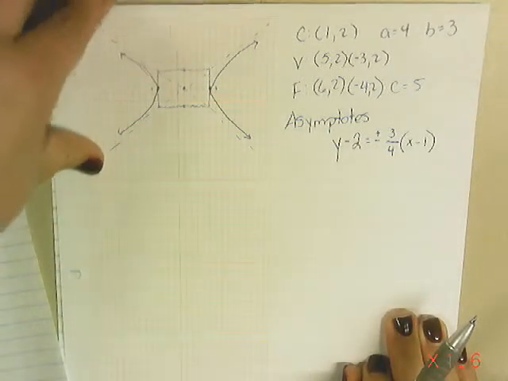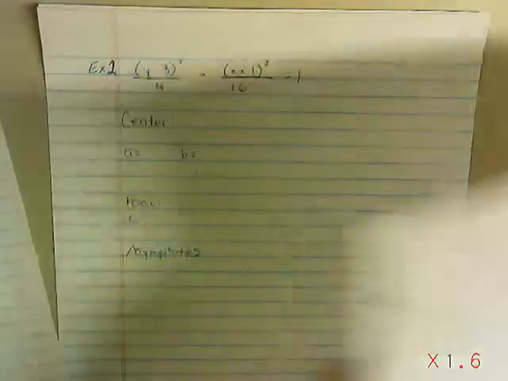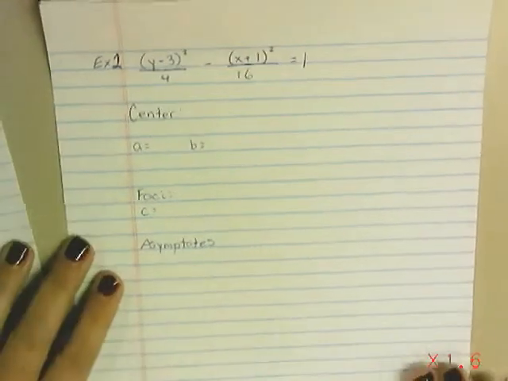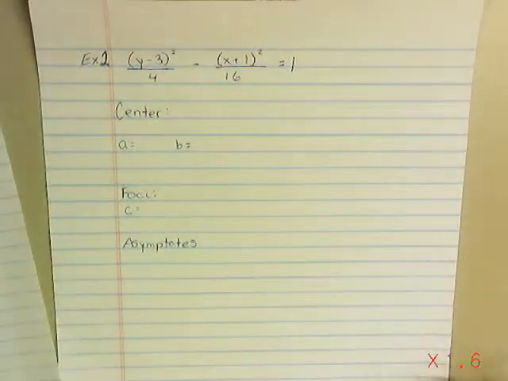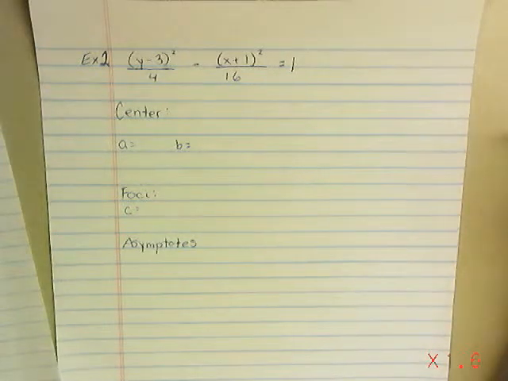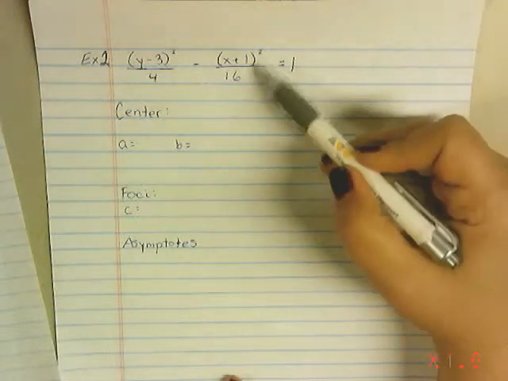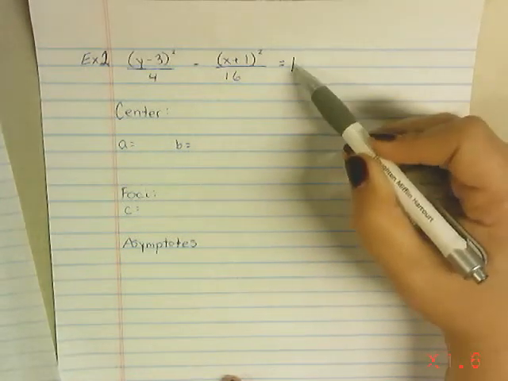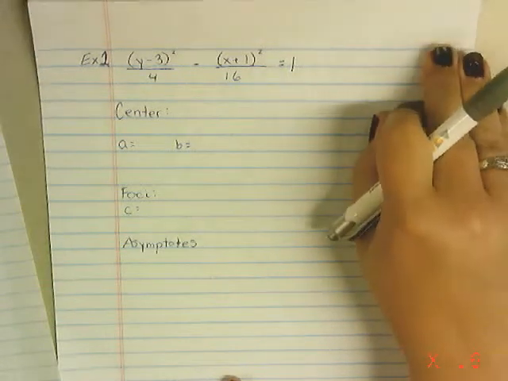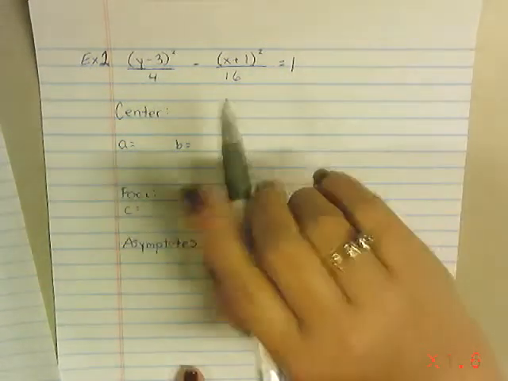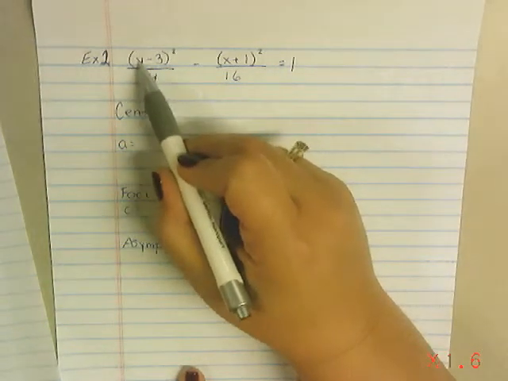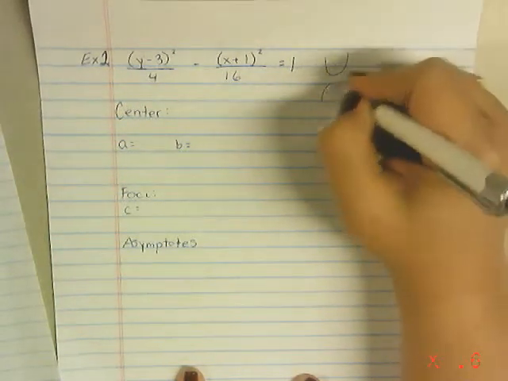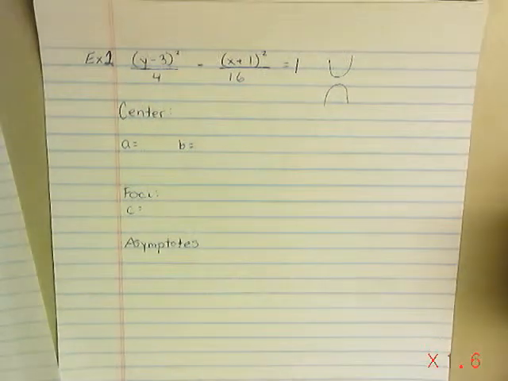Okay, let's try another example. So this time we have (y - 3)² over 4 minus (x + 1)² over 16 equals 1. So first thing to notice is y is first this time. That means we've got to get our brains going. That means we're going to be doing an up and down hyperbola.